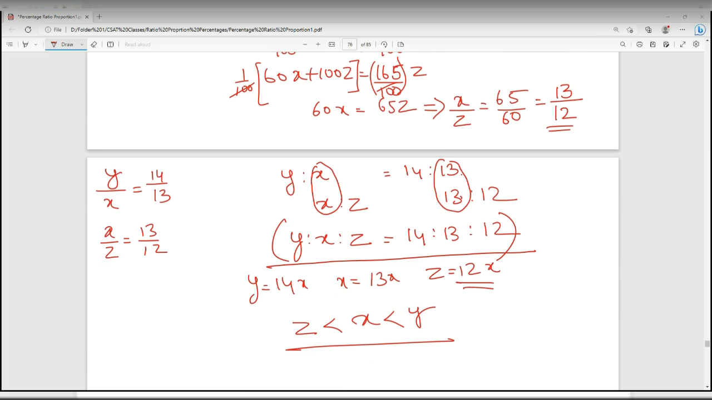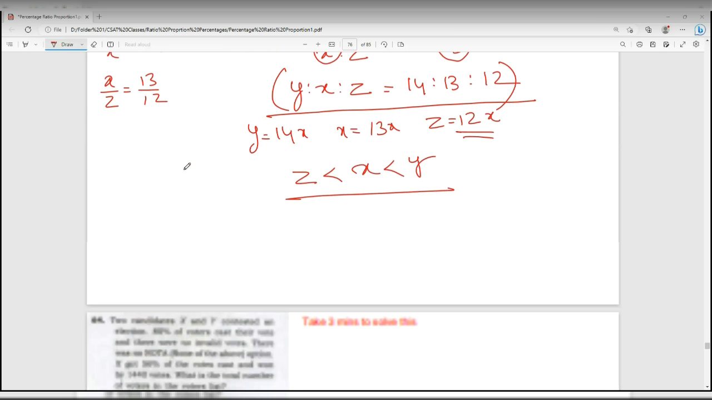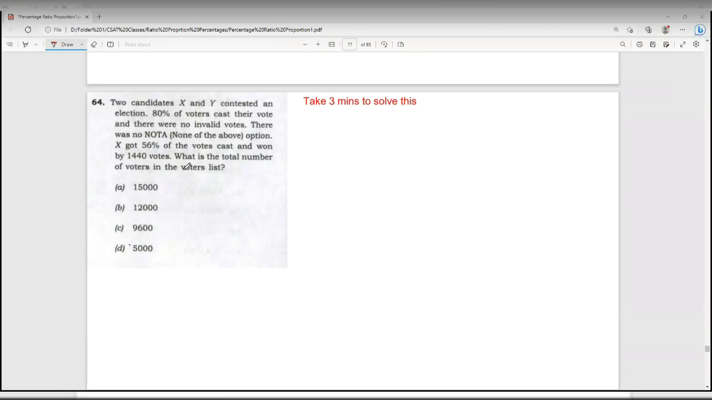I hope you have understood this. If you have any doubt, please ask. So I hope there is no doubt in this question. If you still want any clarity, please ask. Okay, I think there is no doubt in this question. So then move to the next question. So take 3 minutes to solve this.